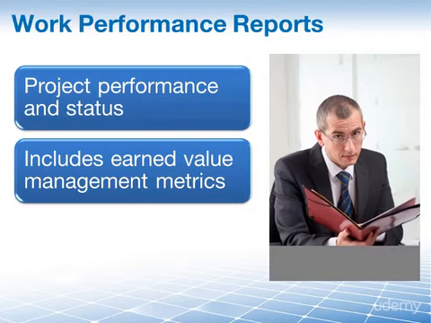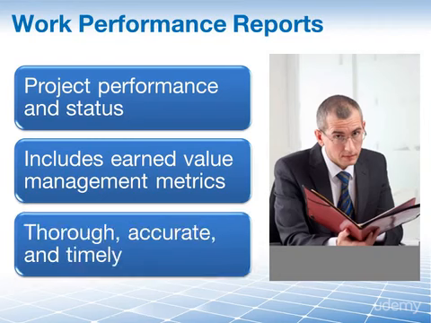The information in your work performance reports should be thorough, accurate, and timely for you to achieve your communications objectives. For example, let's assume that a project metric in a work performance report is inaccurate. Once this error is discovered, your communications management plan would likely dictate that you immediately issue a corrected version along with communication to clarify the inaccuracy.